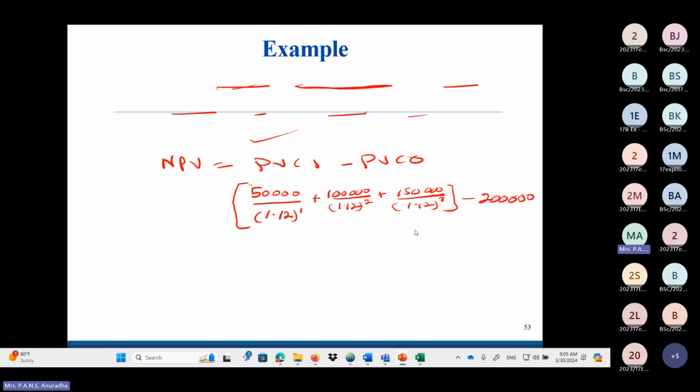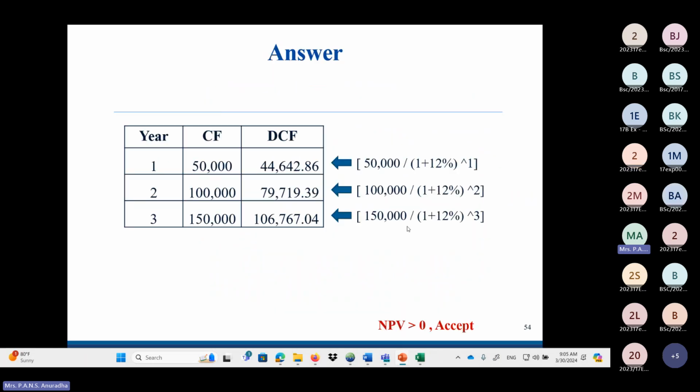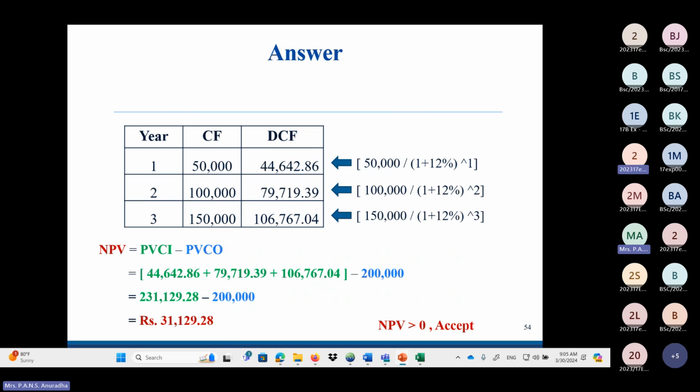So the answer is, you can check the answer, 31,129. Is it correct? Yeah. Right, so your NPV is positive. It means that by accepting this project, your wealth can increase by approximately 31,129. So you can accept the project because NPV is positive and greater than 0.